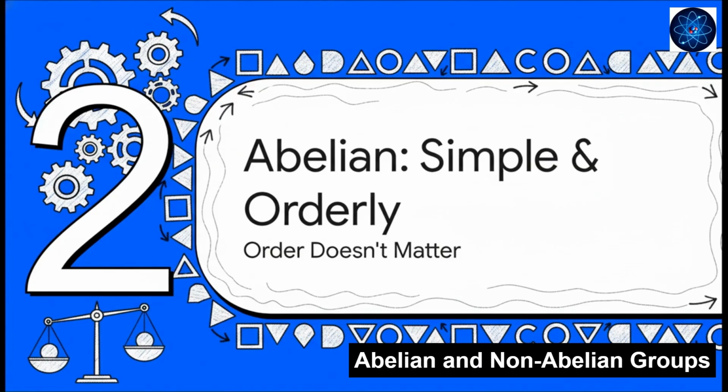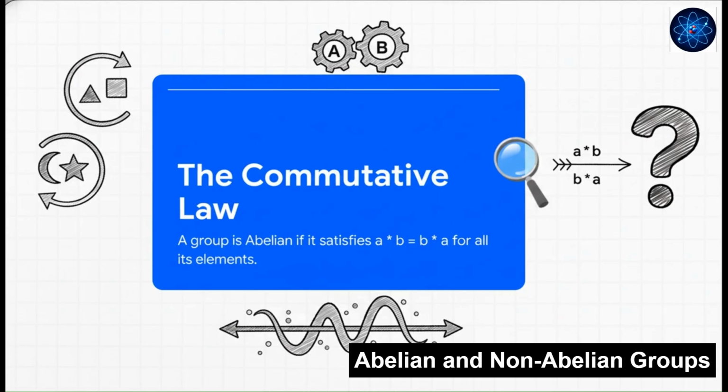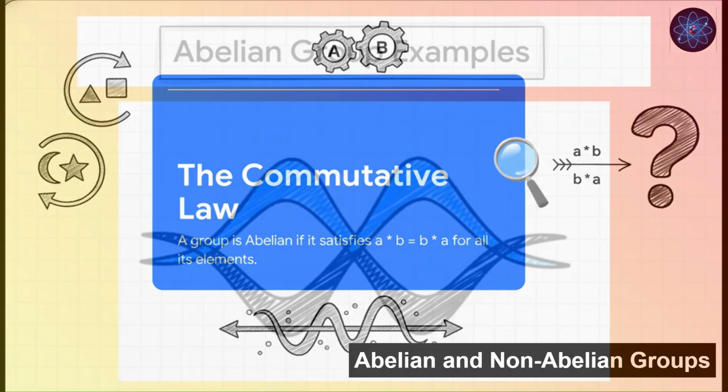Okay, so within this language of groups, there are two major dialects. The first one is called Abelian. This is the simple, the predictable, the orderly dialect, where, you guessed it, the order of operations does not matter one bit. The formal rule for this is called the commutative law. It just says that doing action A and then action B is the exact same thing as doing B, then A. The final result is always identical, no surprises.